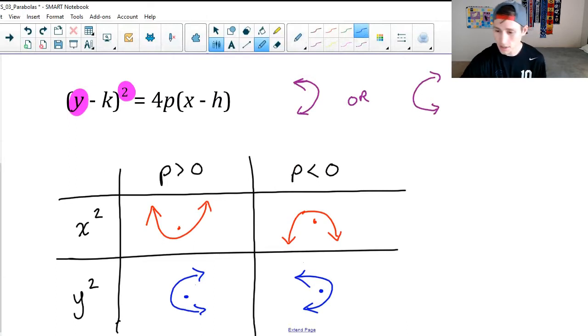So let's practice actually taking a conic section and graphing it, and how we can go about that from this new form that now uses this new variable of lowercase p.